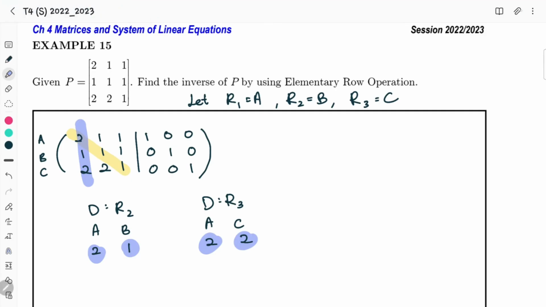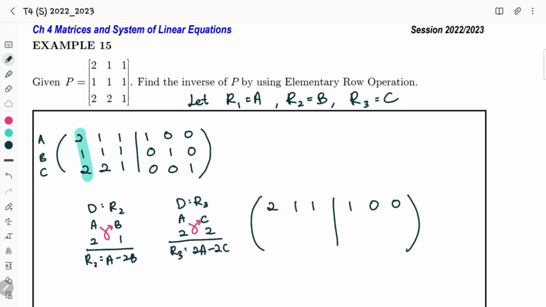So for A it will be 2, and then B is 1, and then C is 2. So for R2, the formula will be A minus 2B. For R3, that will be 2A minus 2C. Row 1 will remain, so I've just copied it. Row 1 will not be changed. So let's focus on row 2 and row 3.